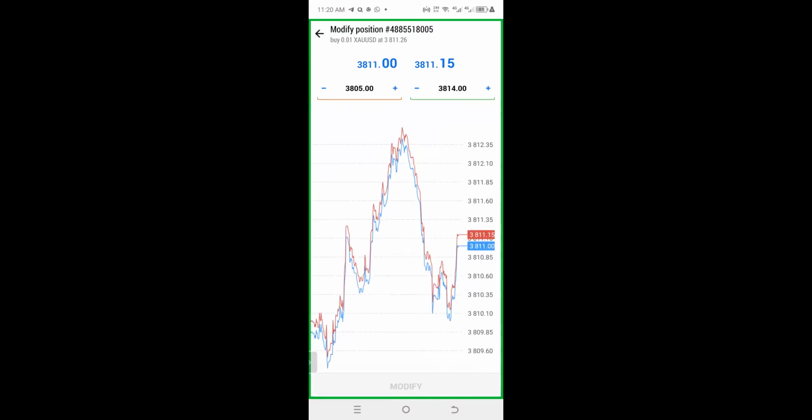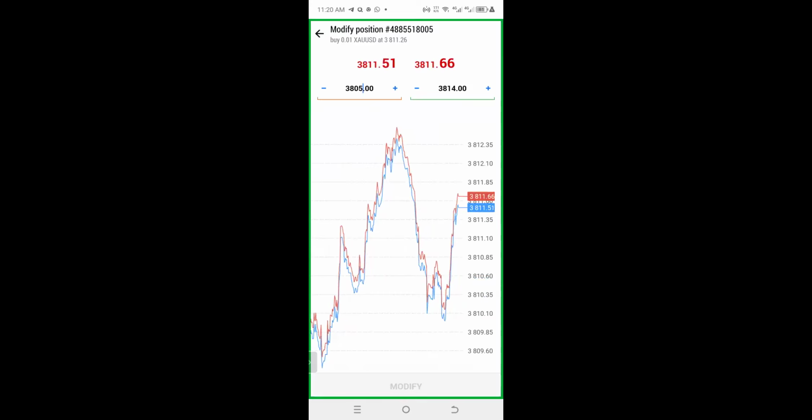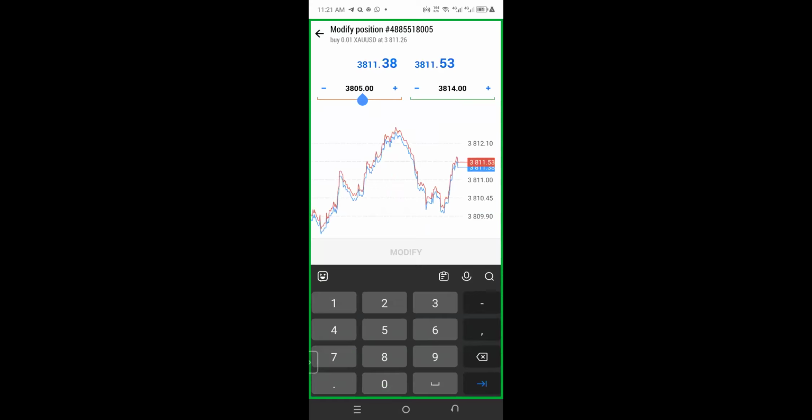What do you want to modify? Stop loss, not your take profit. Take profit is to the right, stop loss is to the left, where you can input. So this green is take profit, this red is stop loss. All right. Then the figure on top of the take profit is your entry price for buy, while the figure on top of stop loss is your entry for sell. All right. So we work with it that way.